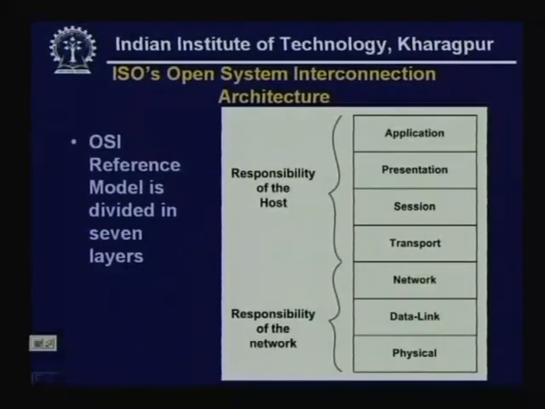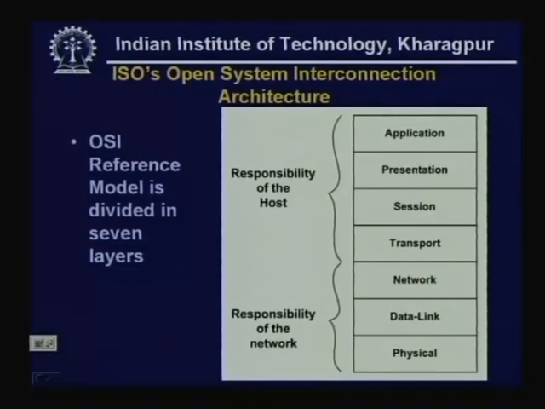So, we have discussed the concept of layering, and we have discussed the concept of interface, the interface access points through which the communication takes place between two layers. We have also discussed some services and some service primitives. Let me explain with the help of an example of a layered architecture.